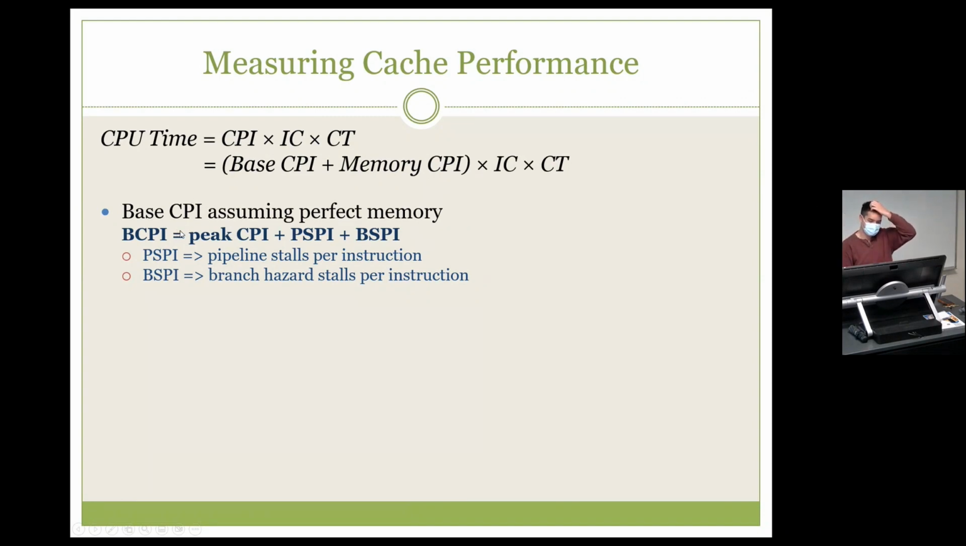And also break it down further, where we have the pipeline stalls that increase our overall CPI, and then the branch hazard stalls that increase our overall CPI. So we have multiple different components that make up our overall CPI.